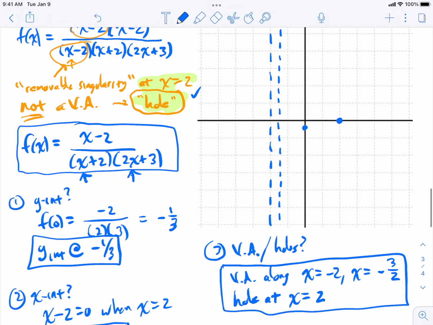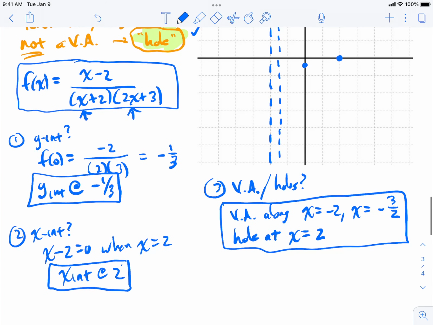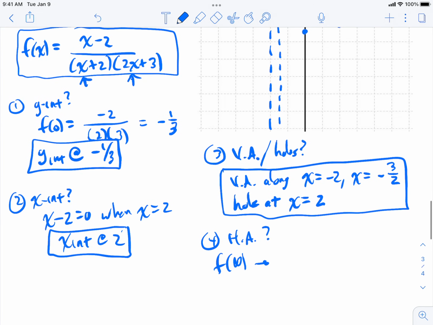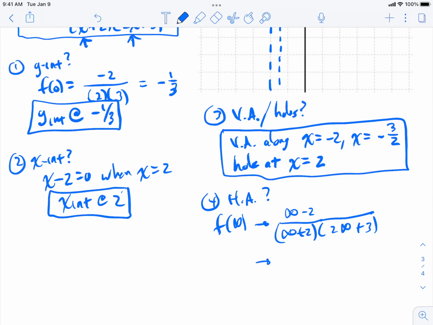Now, in order to figure out step 4, the horizontal asymptotes, are there any horizontal asymptotes? What you do is you think in terms of f of infinity. I'm looking at my simplified function again, and I've got infinity minus 2 all over infinity plus 2 times 2 times infinity plus 3. The top, subtracting 2 doesn't change infinity. On the bottom, adding 2 doesn't change infinity. Here you don't want to ignore multiplication, so that's like 2 times infinity. But the plus 3 doesn't matter.